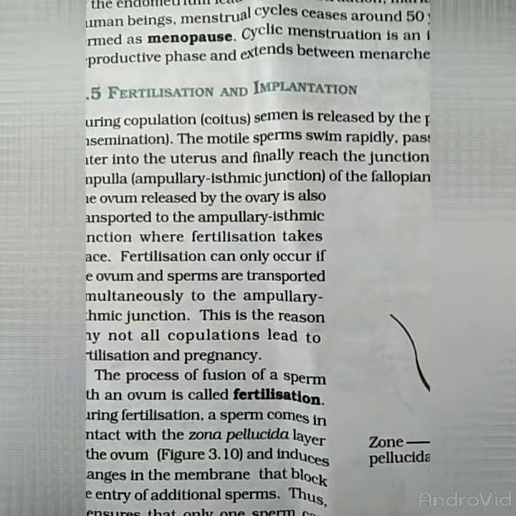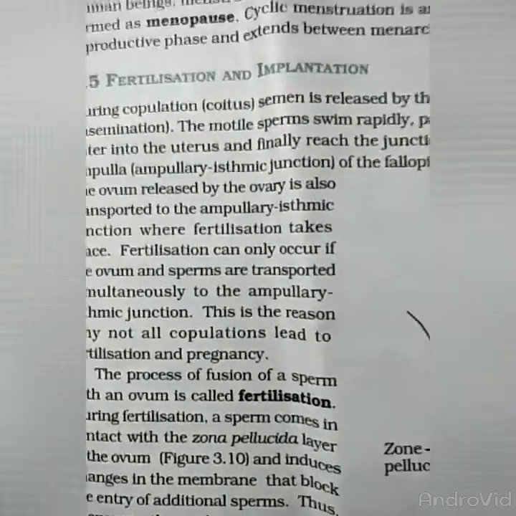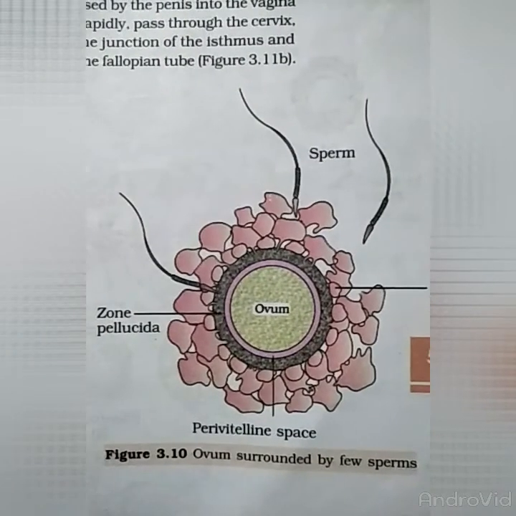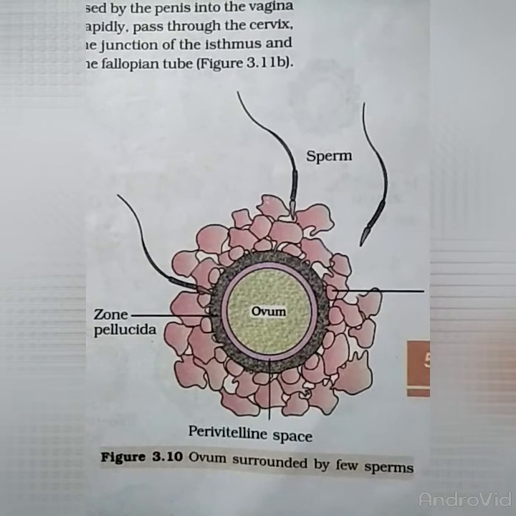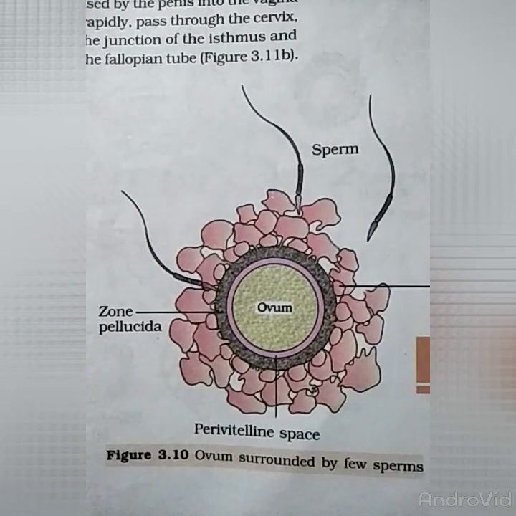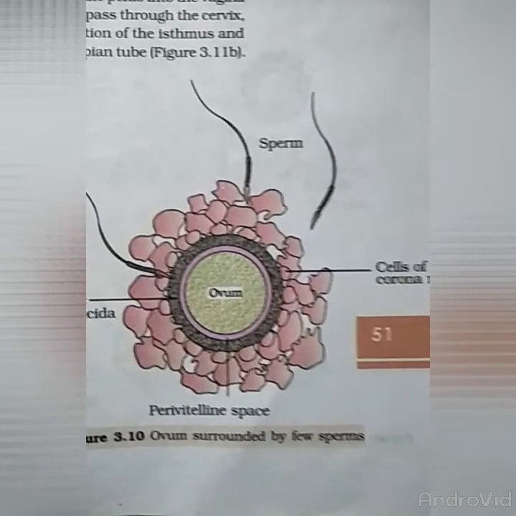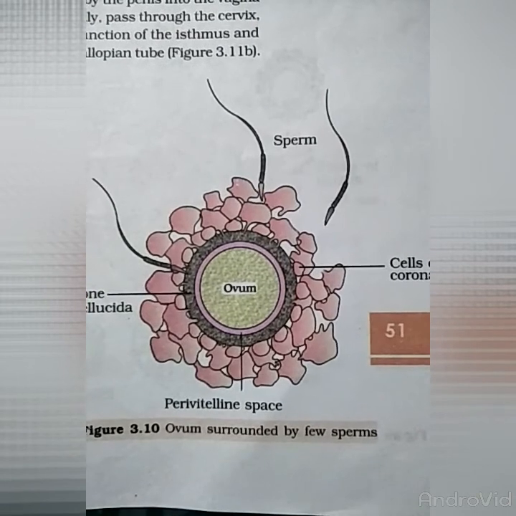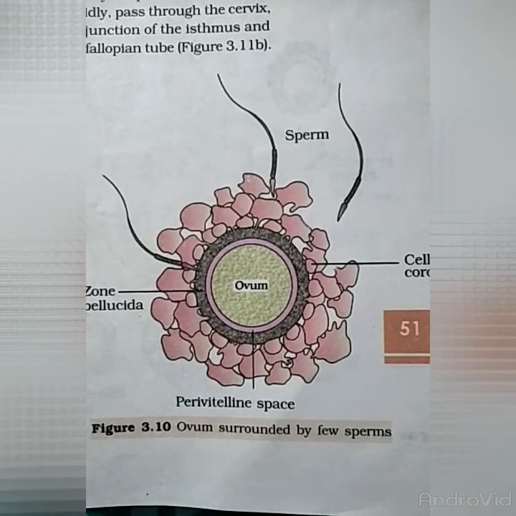Hello students, let's study fertilization and implantation. Before starting fertilization, let's see the structure of the ovum. This is the ovum, surrounded by the sperm. The ovum has the zona pellucida, the outer layer of cells called the corona radiata, and the innermost lining, the perivitelline space.